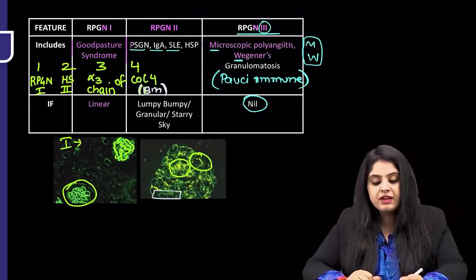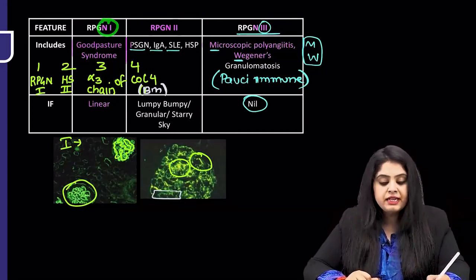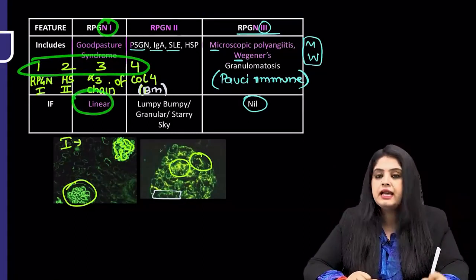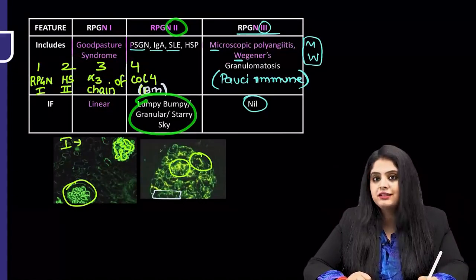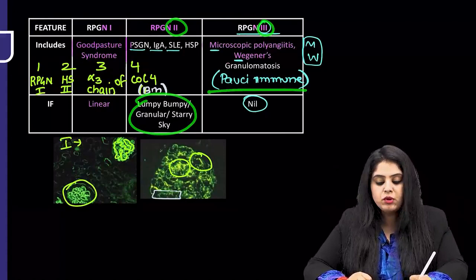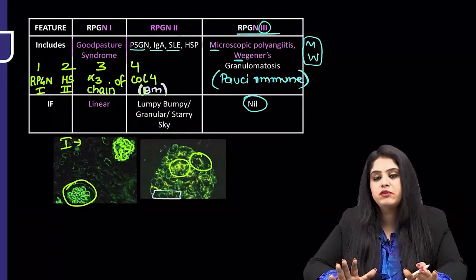So a quick recap. When I'm talking about RPGN1, it is going to be 1, 2, 3, 4 and a one line pattern will be seen. RPGN type 2 is going to be starry sky appearance. RPGN type 3 is pauci-immune, that does not have any immunofluorescence.